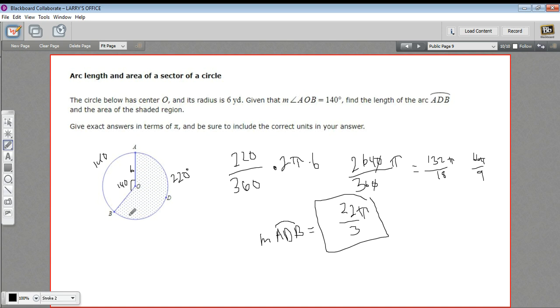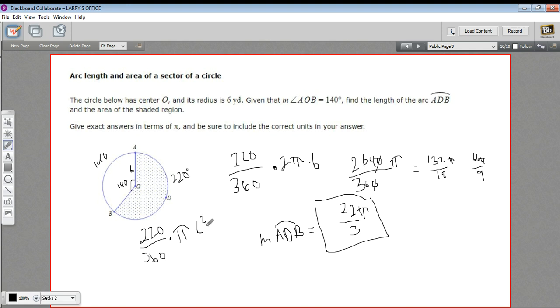Now, we also need to figure out the area of this shaded sector. And we do this in a pretty similar way. We take a proportion here, or a ratio of the amount of this circle. This is 220 out of 360 of this circle. And if we're finding the area of this sector, we're going to multiply that by the area of the entire circle. So the area of a circle is pi r squared. So there's pi, and the radius squared, 6 squared.